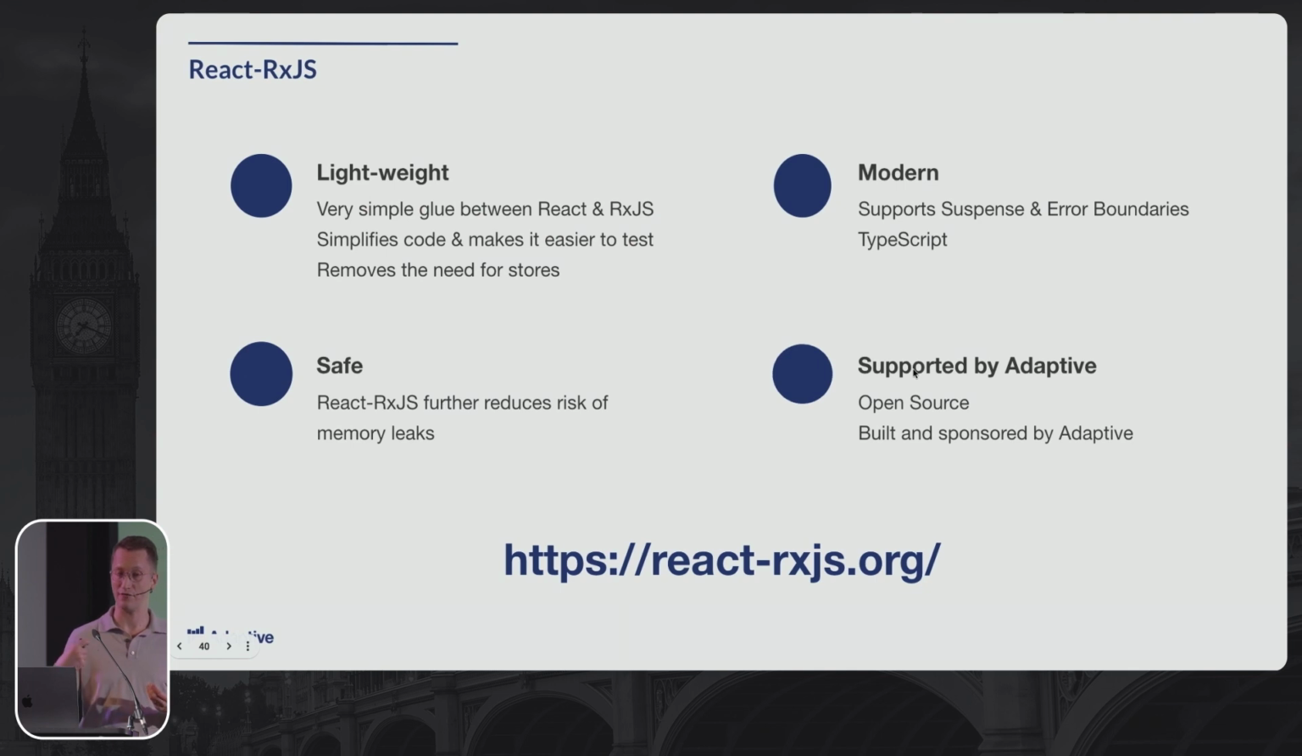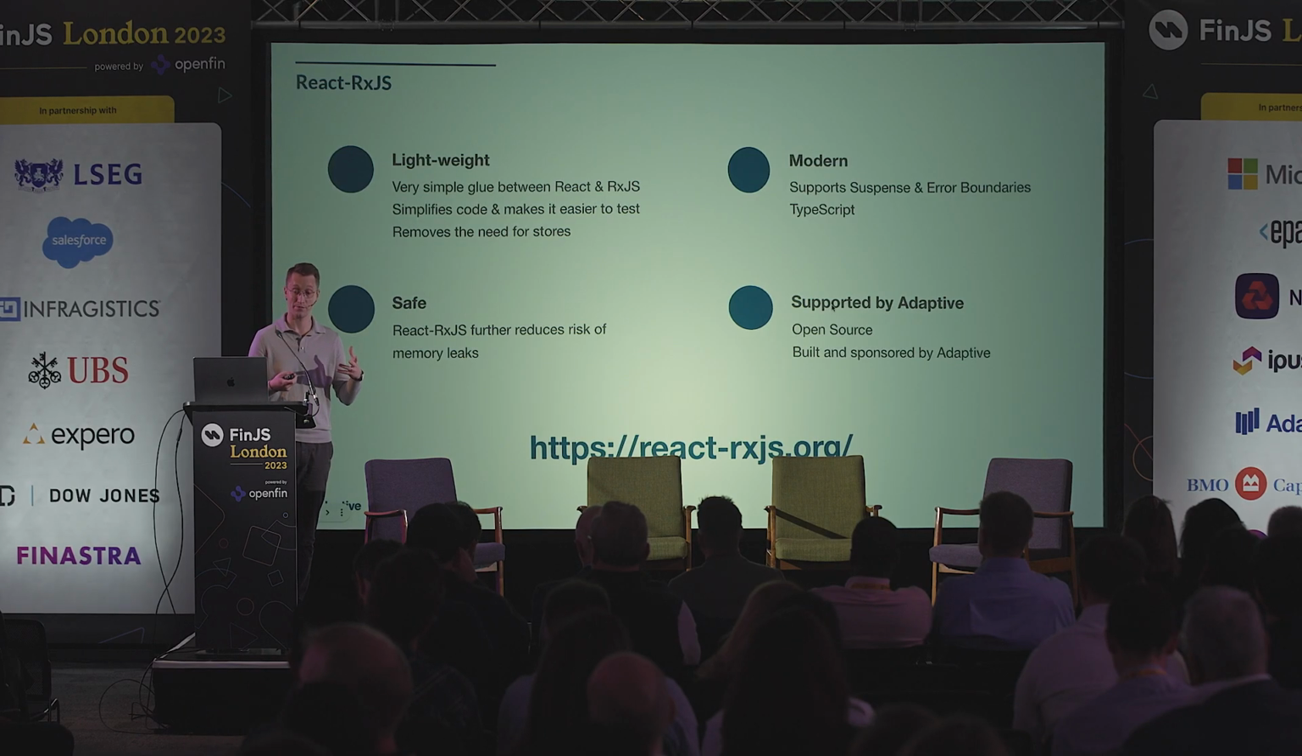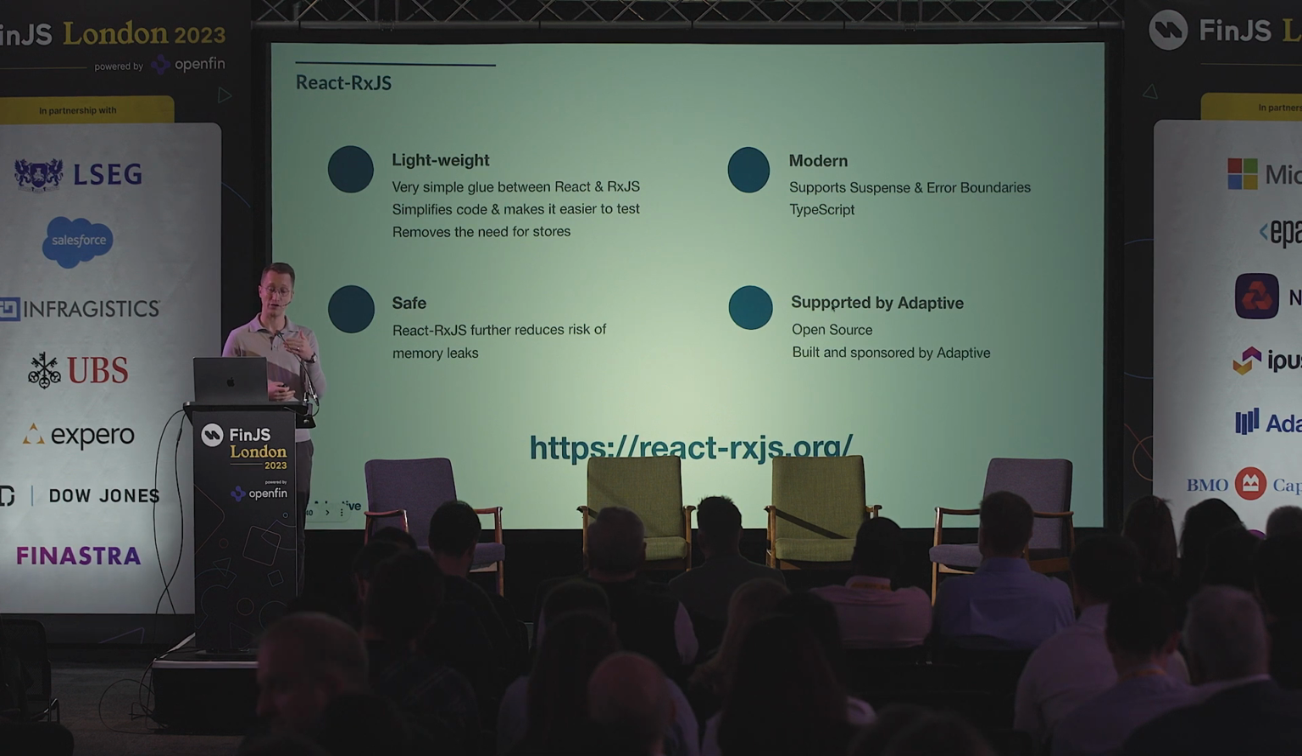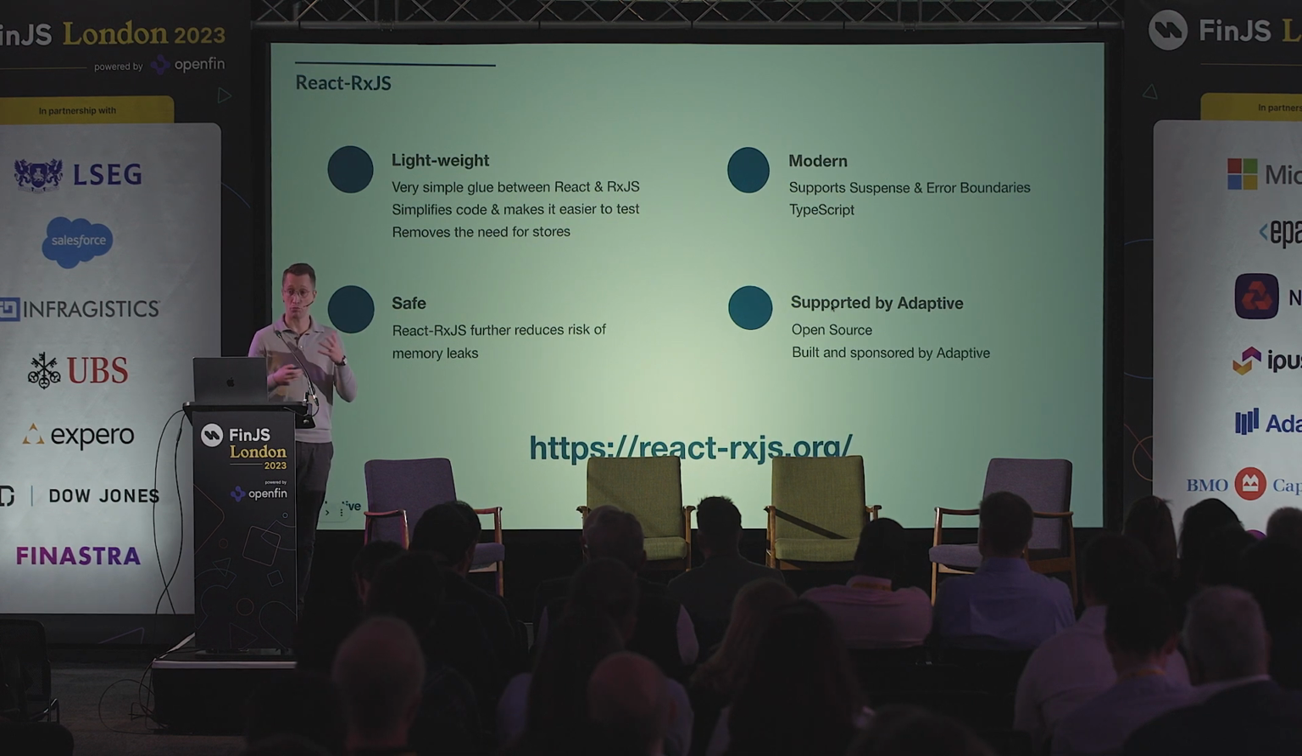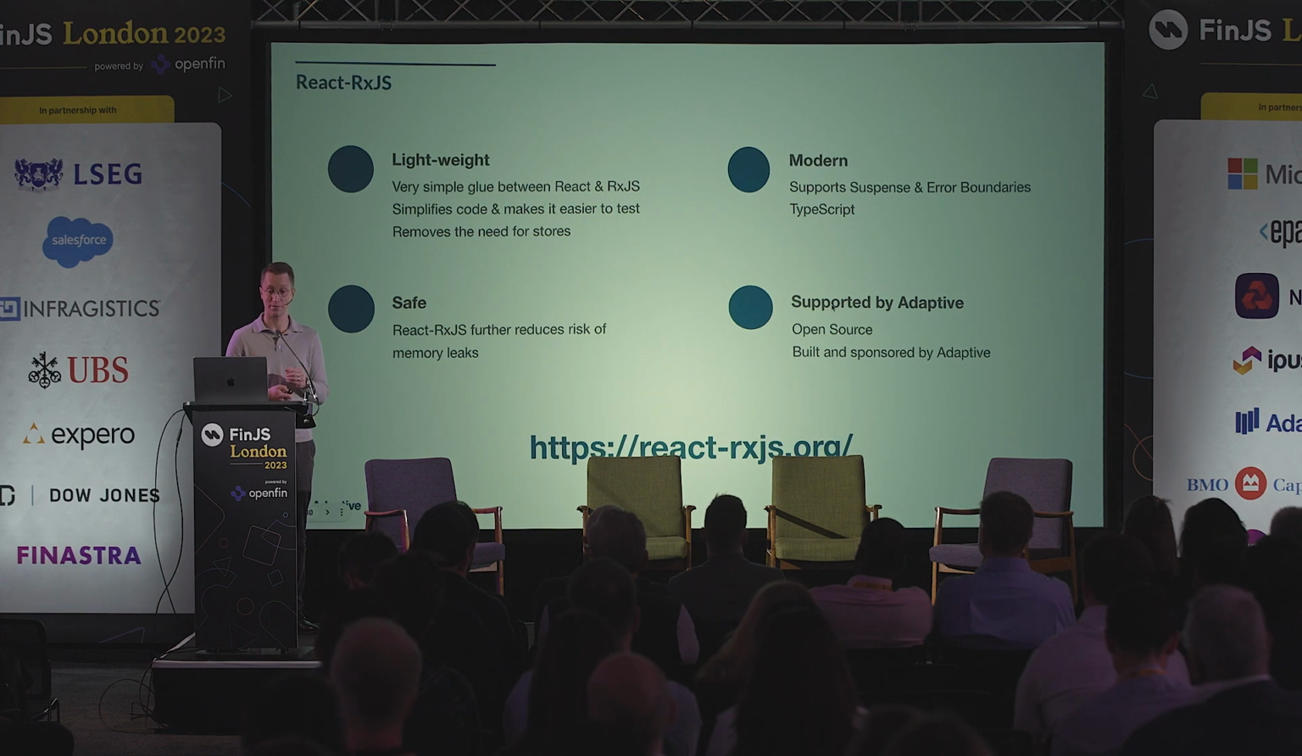React-RxJS is a very simple, lightweight glue between React on the one hand and RxJS on the other hand. As you could see, it simplifies your code quite substantially and makes it a lot easier to test. And if you want, it can remove the need for stores from your application completely. It's modern JavaScript, so it supports everything that you would expect. It supports React Suspense and error boundaries. It is, of course, TypeScript native.